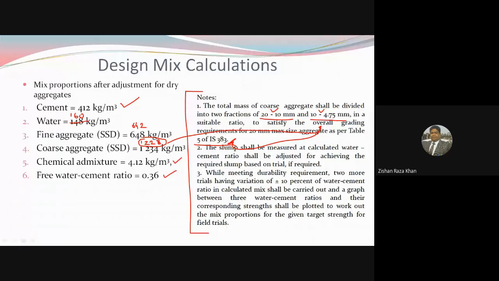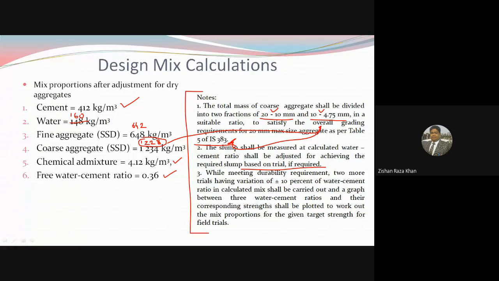ऐसा नहीं हो कि सिंगल साइज एग्रीगेट हो, ये कंक्रीट में रिकमेंडेड नहीं होता, अदरवाइज कंक्रीट जो होगी वो वाइडेड हो जाएगी. दूसरी बात, slump shall be measured at calculated water cement ratio, and shall be adjusted for achieving the required slump based on trial if required.